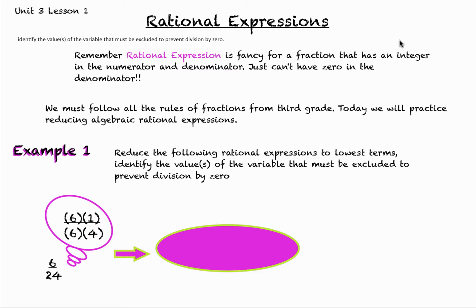Okay, Unit 3, Lesson 1, we're doing rational expressions. Remember, a rational expression is fancy for a fraction that has an integer in the numerator and a denominator. You just can't have 0 in the denominator. That's what this little extra thing up here says: identify the values of the variable that must be excluded to prevent division by 0.